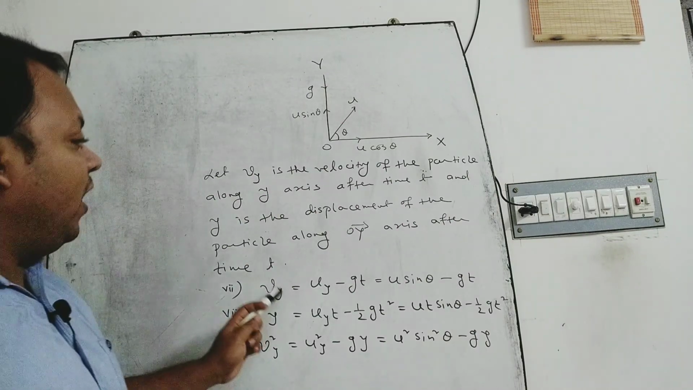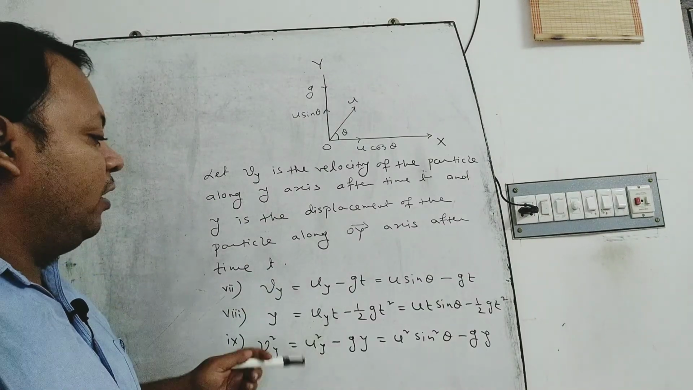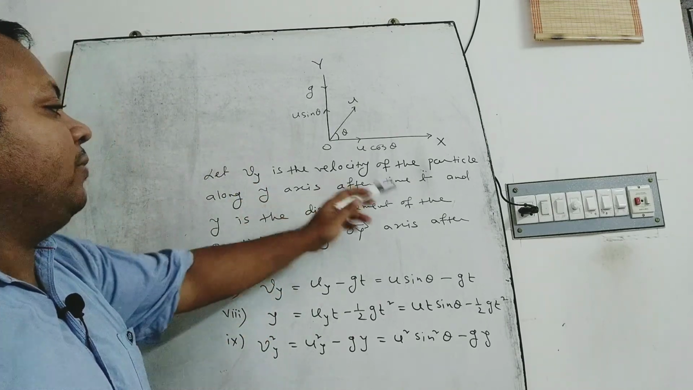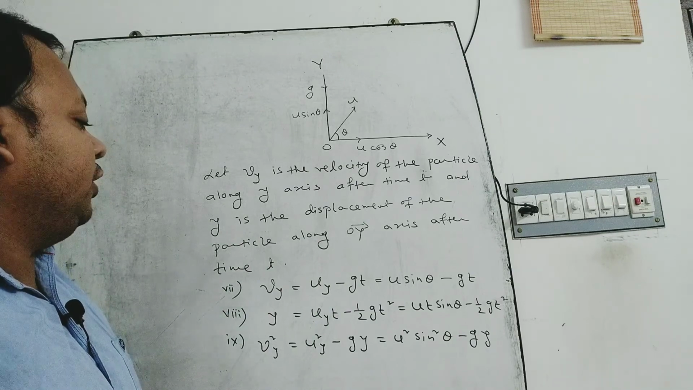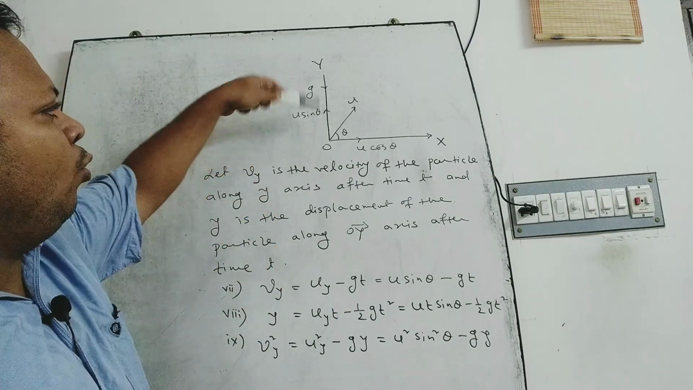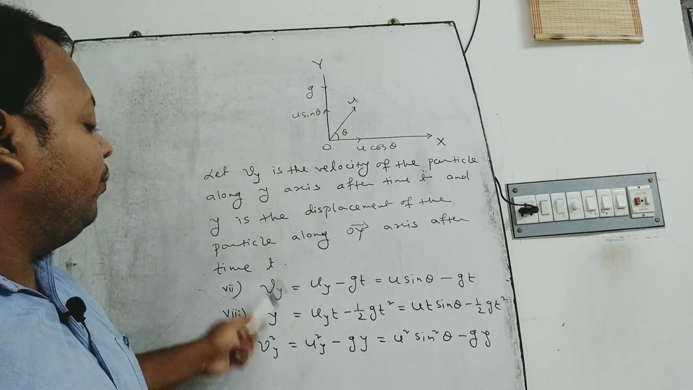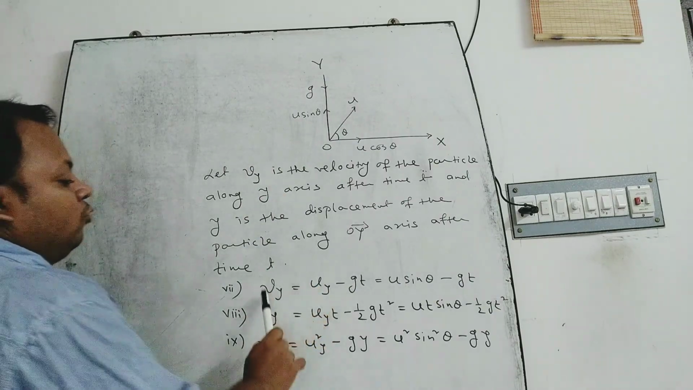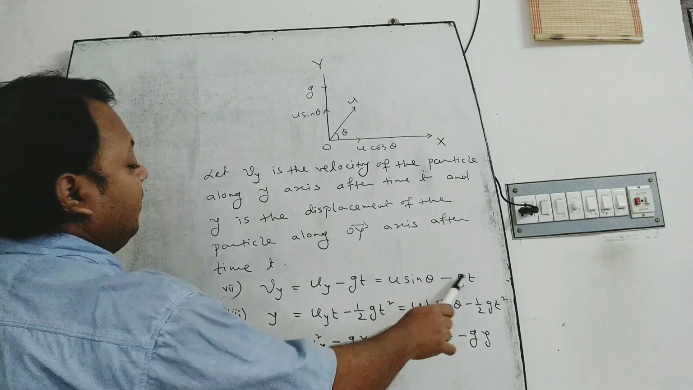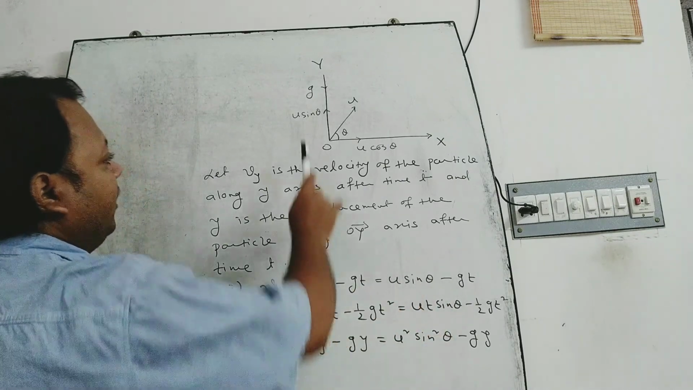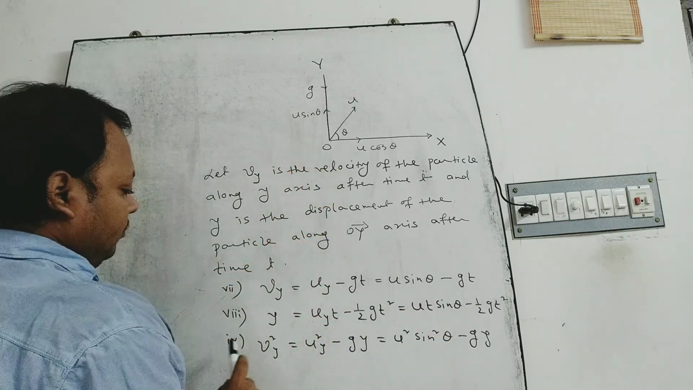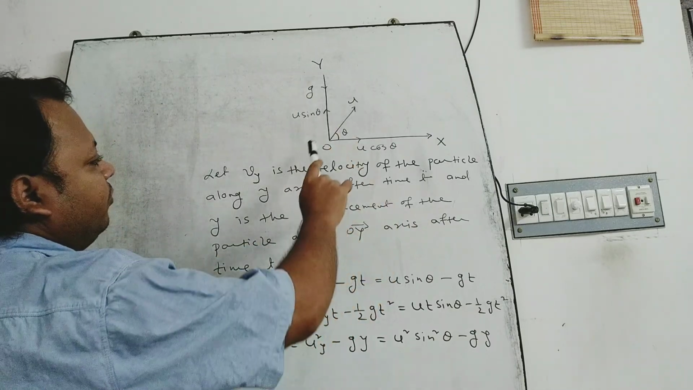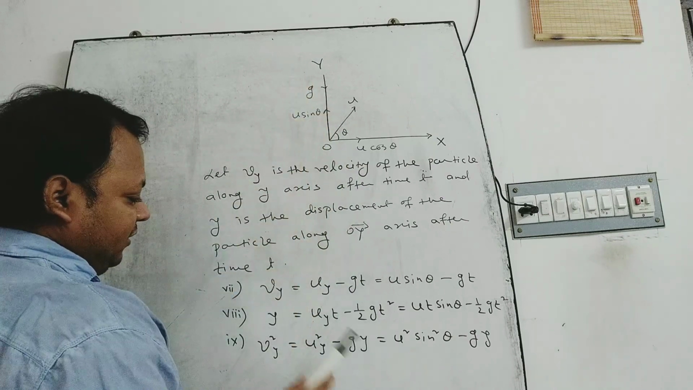Let Vy be the velocity of the particle at any time t after projection along the OY axis. Therefore, Vy is equal to uy minus gt. This is equal to Vy is equal to u sin theta minus gt, since uy is equal to u sin theta. And y is the displacement of the particle after time t along the OY axis.